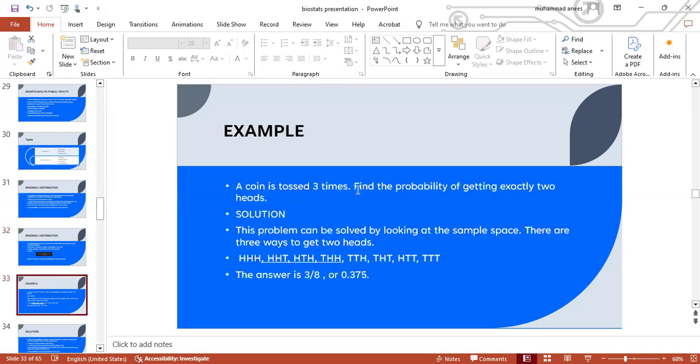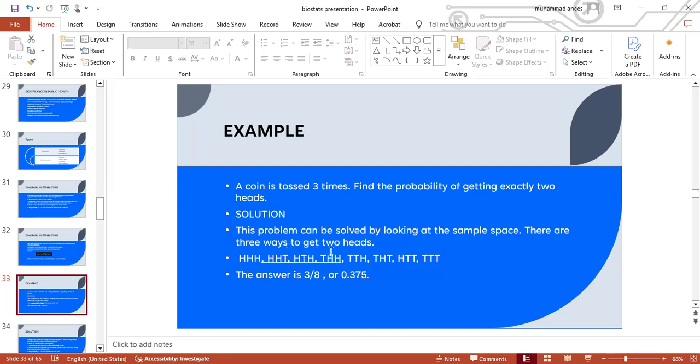A coin is tossed 3 times. Find the probability of getting exactly 2 heads. Solution: this problem can be solved by looking at the sample space. There are 3 ways to get 2 heads. First, in the first event, there are chances of getting heads in all 3 turns. In the second event, there are chances of getting 2 heads in the first 2 events, and in the last turn, you get a tail.